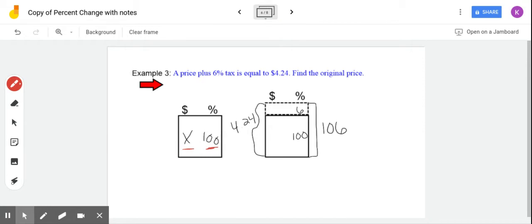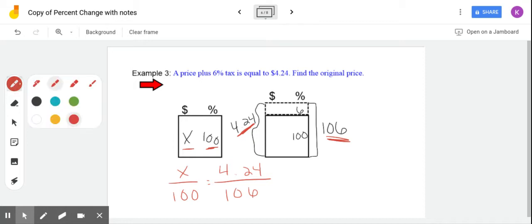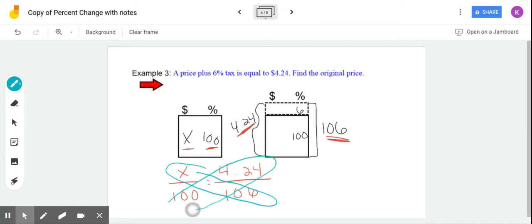So we have money percent, money percent. So X over 100 equals $4.24 over 106. I'm going to cross multiply, and when you solve that, you get that X is equal to 4. So the original price was $4.